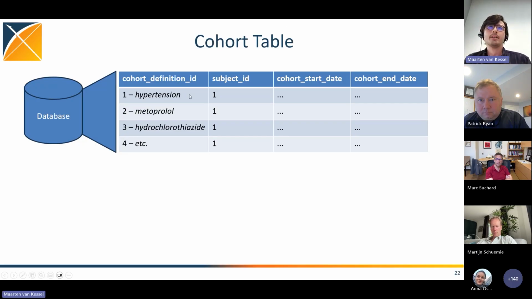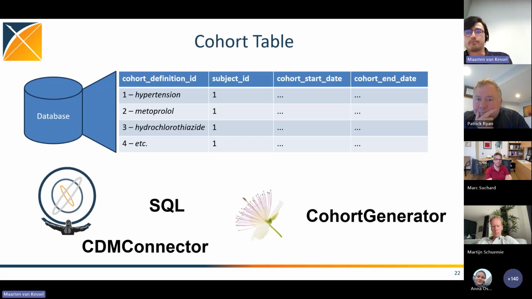So here we see 4 cohort IDs, 1 through 4. The first one being our indication, hypertension in this case, and then 2 and 3 are 2 different events of interest. How you generate this cohort, TreatmentPatterns doesn't care, as long as the table has these columns, which is pretty standard. If you want to define it in Atlas and generate it with custom SQL, that's fine. If you want to use Capr or CohortGenerator or CDMConnector, that's all fine.